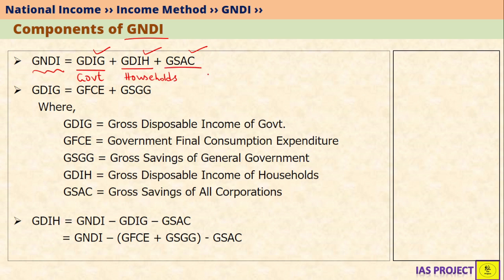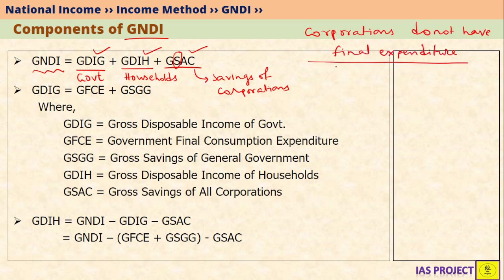GSAC is nothing but gross savings of all corporations. Please remember that this is not disposable income, but it is savings. Let's see why this is savings. Because corporations do not have final expenditure. We already know that disposable income is nothing but spending plus saving. So in case of corporations, they really do not have any spending. They only have savings.